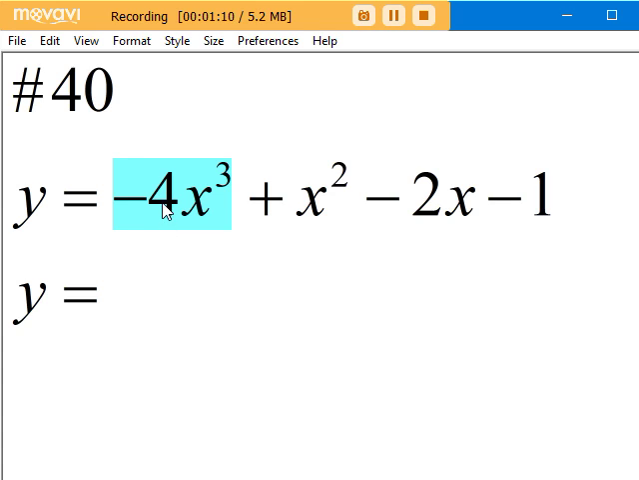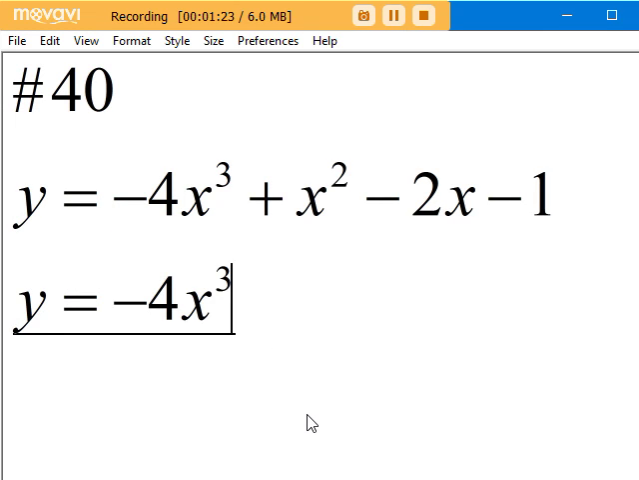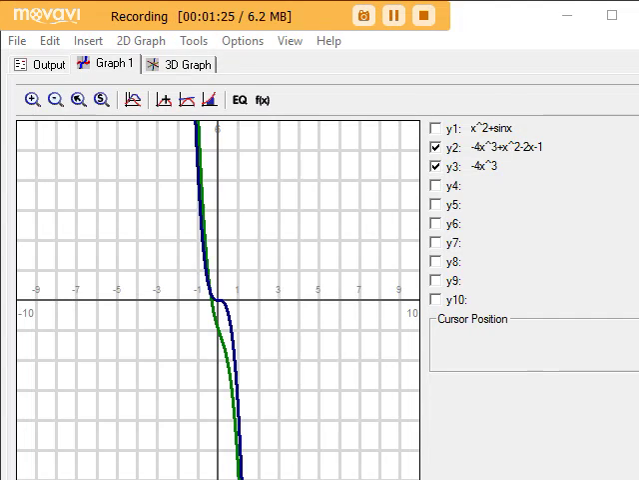Now, we're not using it because 4 is the largest number. We're not using it because it's out front. We're using it because of this power right here. That's the largest power, so that's going to be the one that we use. So that will be our end behavior model, and let's look and see why this is useful.